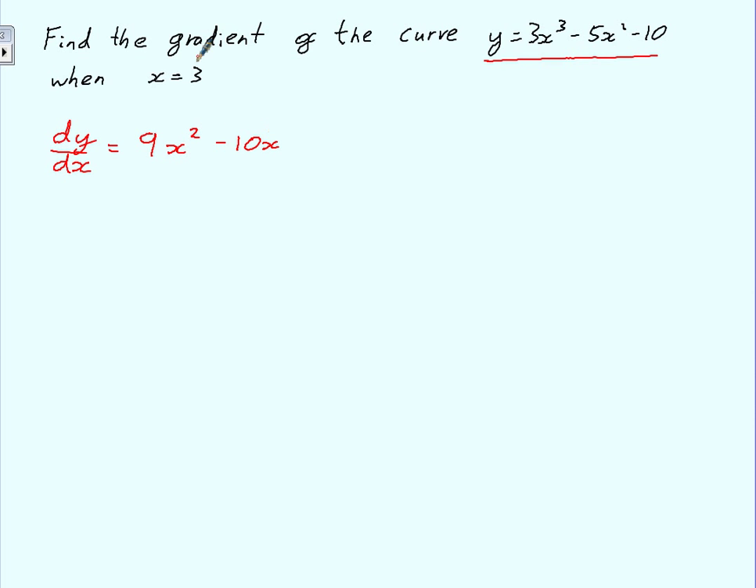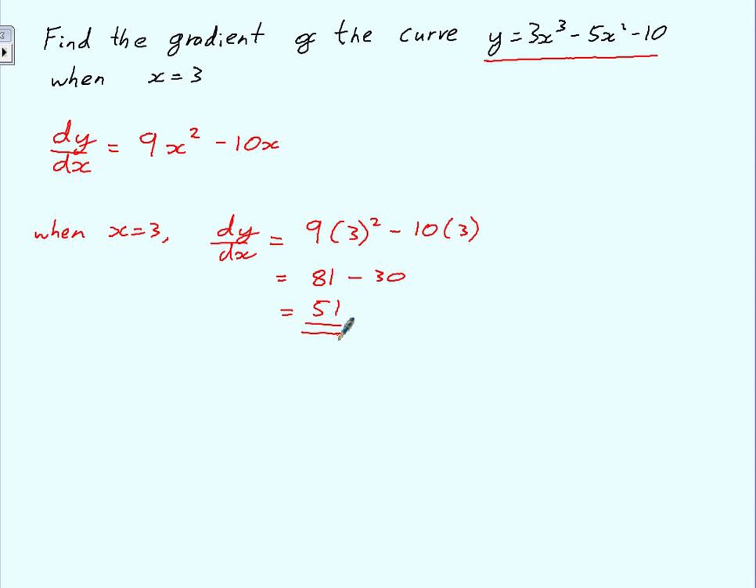I can use this to find the gradient when x is 3. So when x equals 3, the gradient dy by dx is 9 times 3 squared minus 10 times 3, which is 9 times 9 or 81 minus 30. So the gradient is 51 when x is 3.